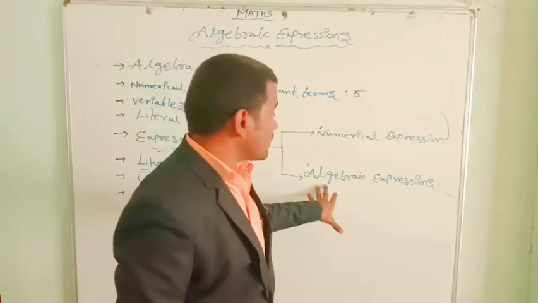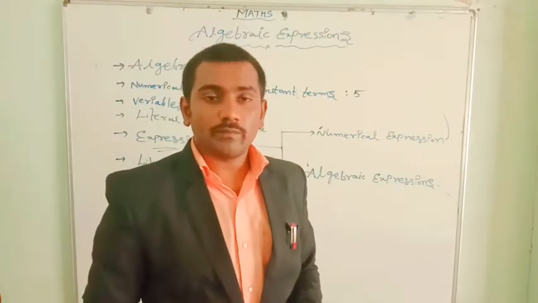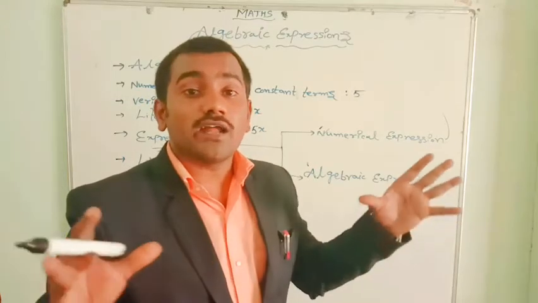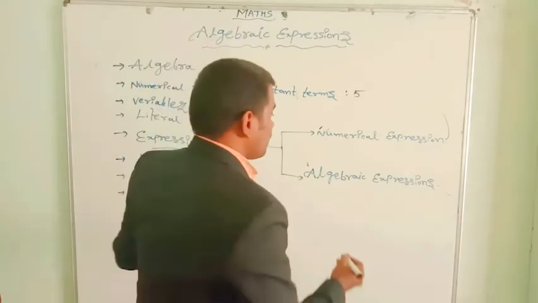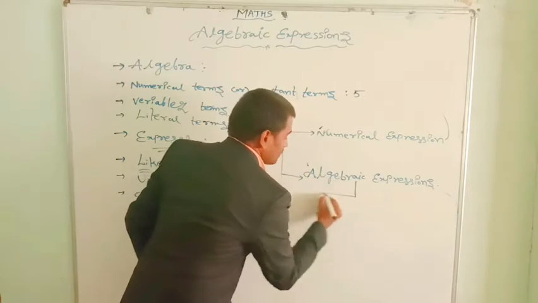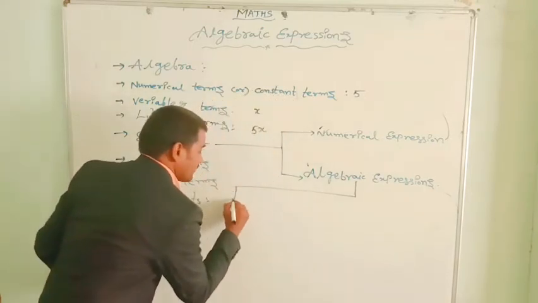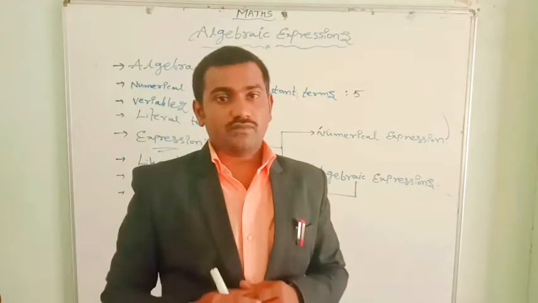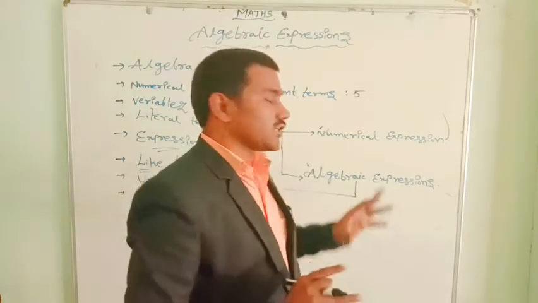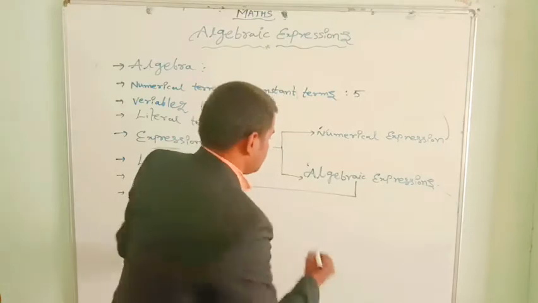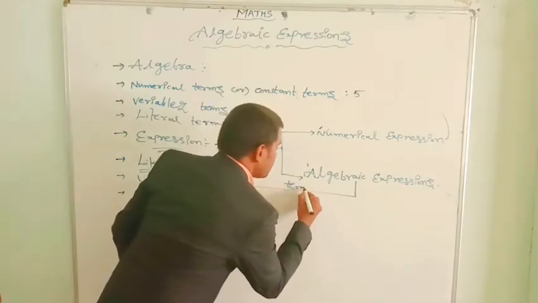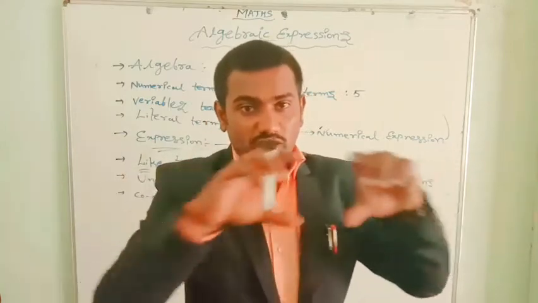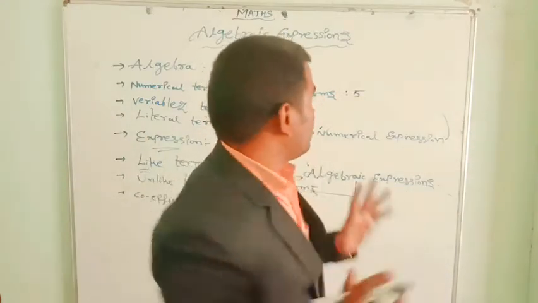Now we have already learned about algebraic expressions. Here we learn the types of algebraic expressions. How many types are there? Let's see. Here, the types are based on the terms involved in an algebraic expression. How many terms does it contain? You have an algebraic expression, a big algebraic expression. How many terms? Let's see.